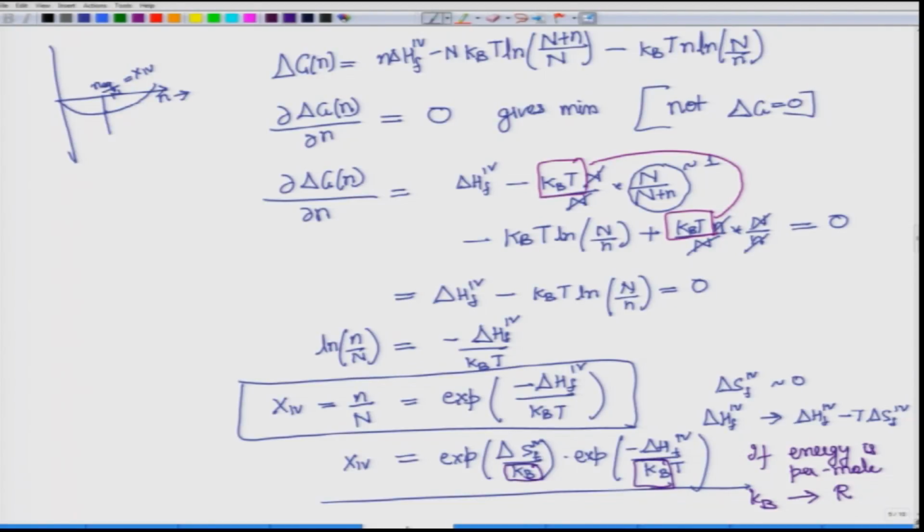Now, another aspect that I want to go through. To begin with, let me draw what I had drawn even in the previous lecture. So, this is some form of energy, and here you have N delta HF 1V, and this is N. So this slope is equal to delta H 1V.